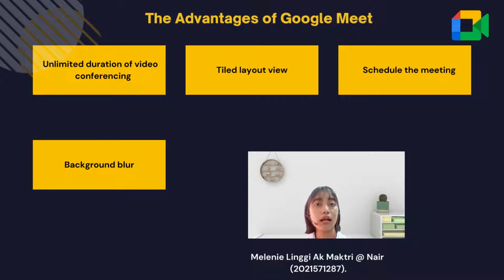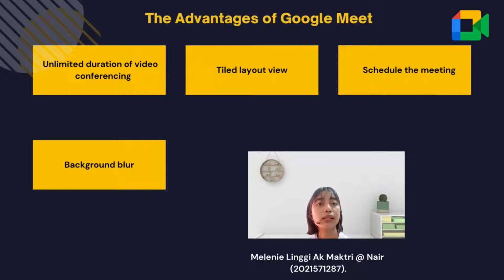Second, tile layout view. While using Google Meet, users are able to see up to 49 people at the same time during the video conferencing. So with this feature, it makes it much easier to see each other, especially classmates during the class. This is a new feature in Google Meet and can handle larger group meetings or online workshops.